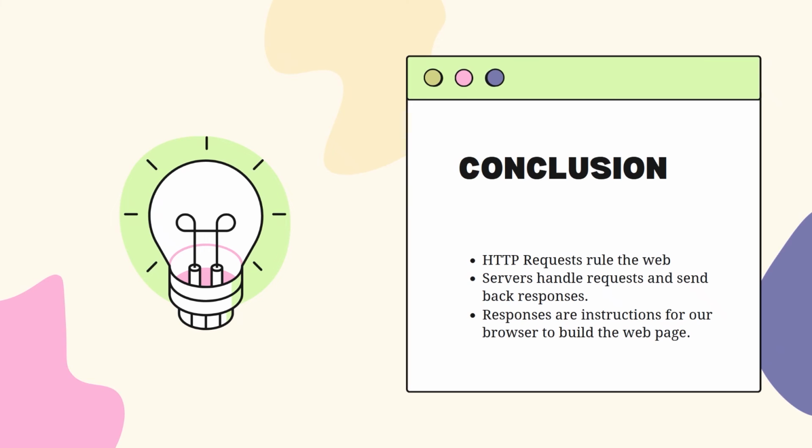So in conclusion, we now know that HTTP requests rule the web. They are the standard form of communication between our web browsers and our web servers. The servers handle the requests and then they send back responses to the browser. Those responses are instructions made up of HTML, CSS, and JavaScript for our browsers to understand in order to build the web page.